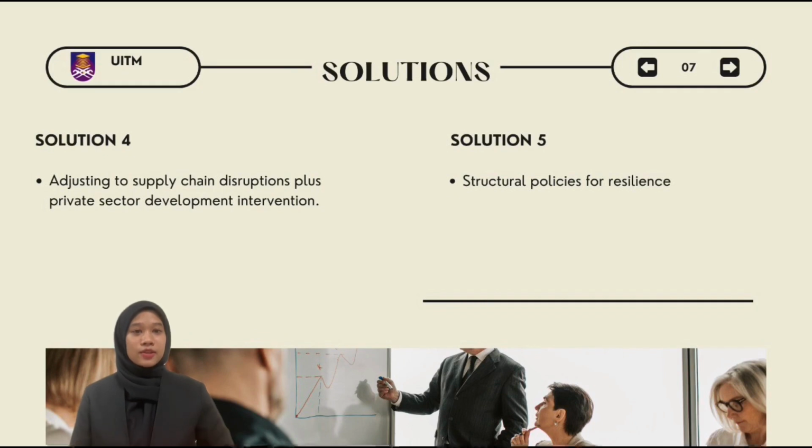I will explain the next solution to reducing unemployment in Malaysia: adjusting to supply chain disruption and private sector development intervention. The government needs to ensure the availability of social protection programs to support unemployed individuals by providing unemployment benefits, job placement services, skill training programs, and targeted support for vulnerable groups. Also, collaborate with the private sector to create employment opportunities through public-private partnerships. This can involve joint ventures, outsourcing contracts, and infrastructure projects that are executed in partnership with private companies, leading to job creation.